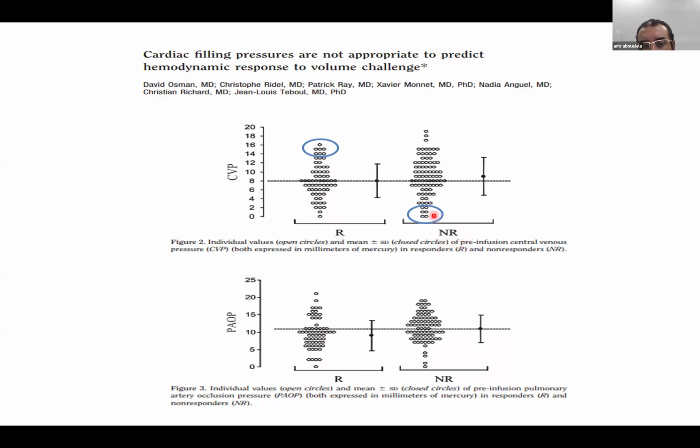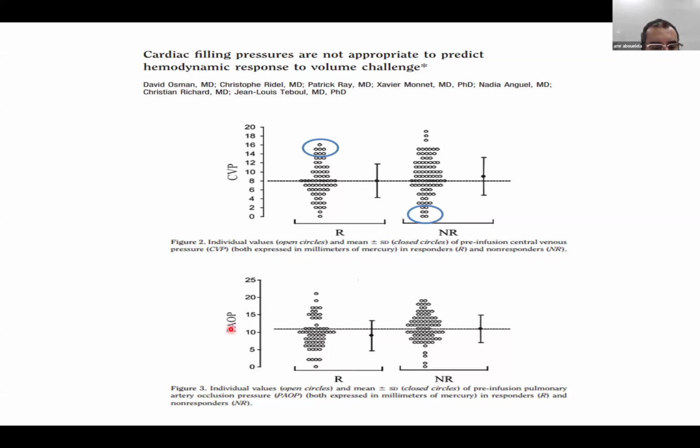This is a very clear demonstration here that the CVP is not a good tool at all, with all respect to people who still believe in the CVP. It's not a good tool to decide if the patient will be fluid responsive, or to decide to give fluid because the CVP is 0 or 2 or 4, or stop giving fluid because the CVP is 10 or 12. It's not a good measure to decide whether to give fluids or not.